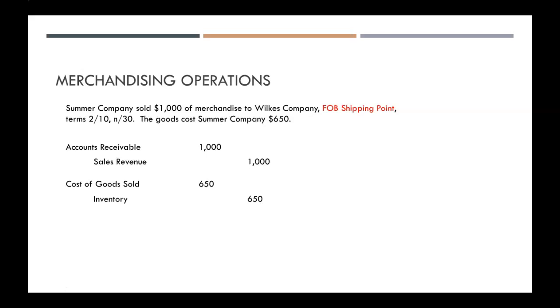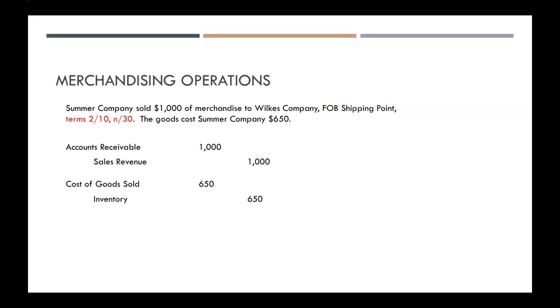Now, the other option here would have been FOB destination. In that case, the seller pays for the shipping. And in that journal entry, we would end up debiting freight out, which is another expense account. So that deals with who pays for the freight costs.